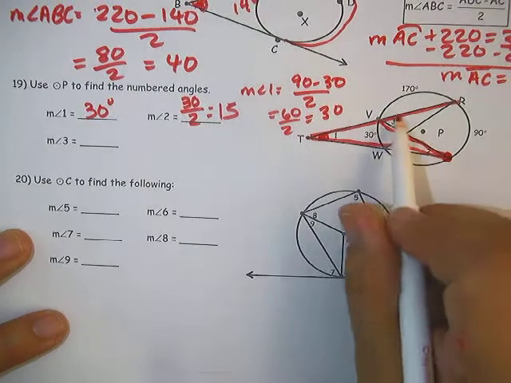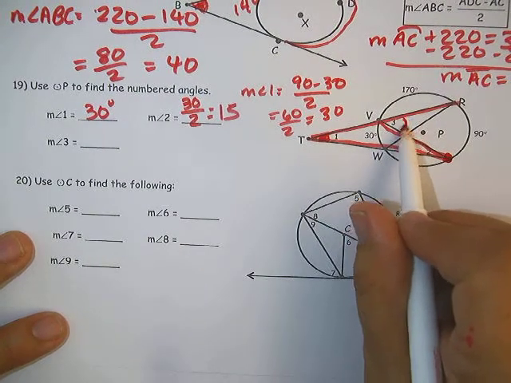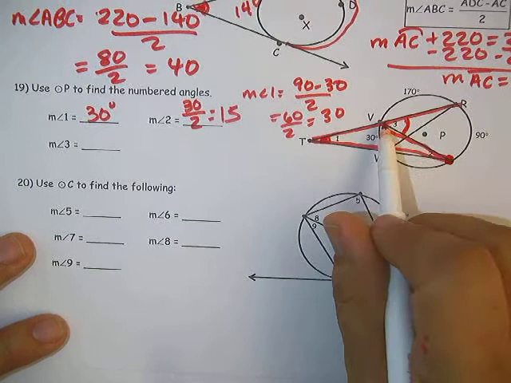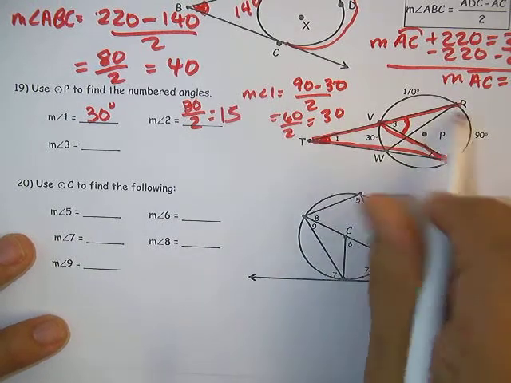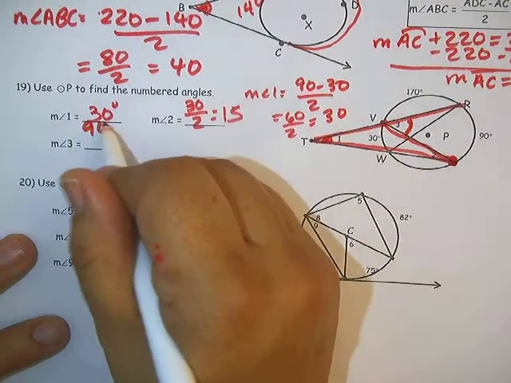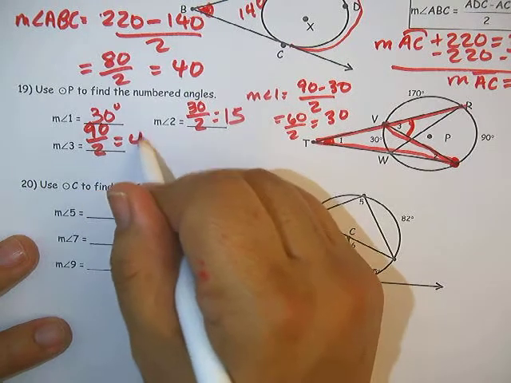The measure of angle 3 is the same type of problem. You can see that's this angle right here, and the point's on the circle, so it's going to be half of this angle. 90 divided by 2 is 45 degrees.